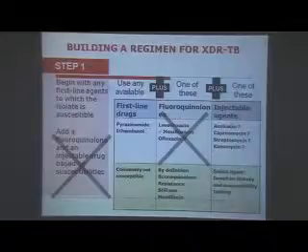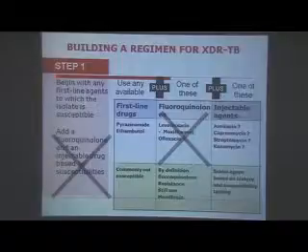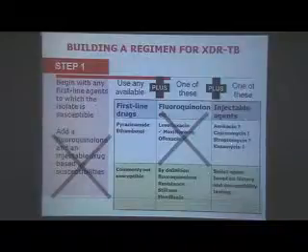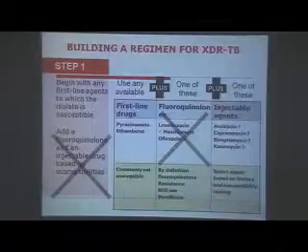For XDR again, first line drugs are very unlikely. Fluoroquinolone by definition is resistant, but still we have to use moxifloxacin when writing a prescription for XDR TB. Injectable again by definition they are resistant, but still we can use an injection which the patient has not had earlier. Most probably the choice will end up with capreomycin when you are writing an XDR prescription.